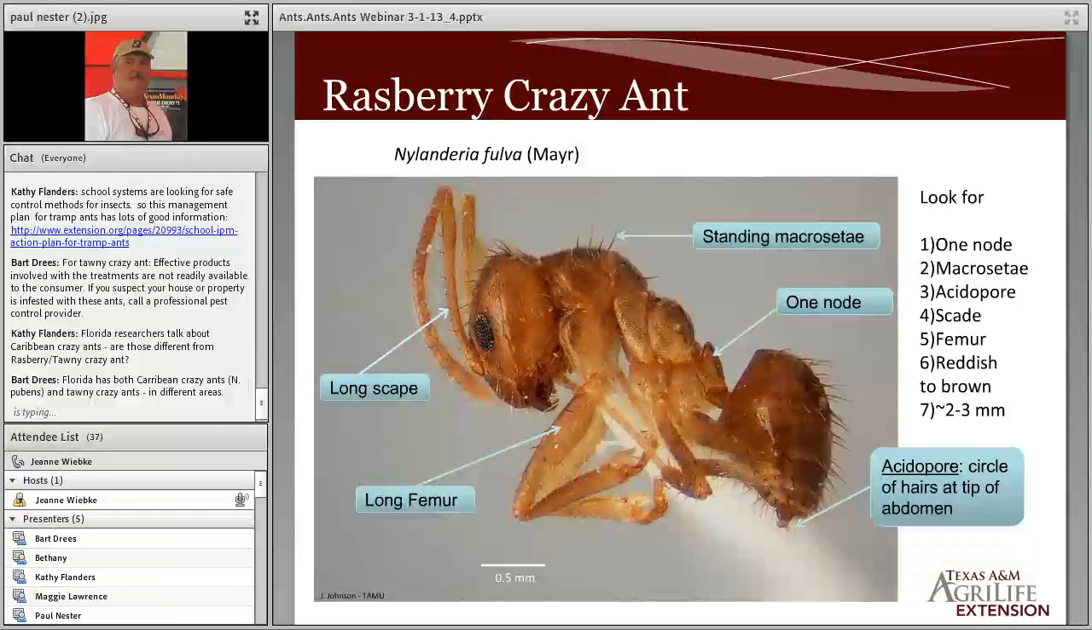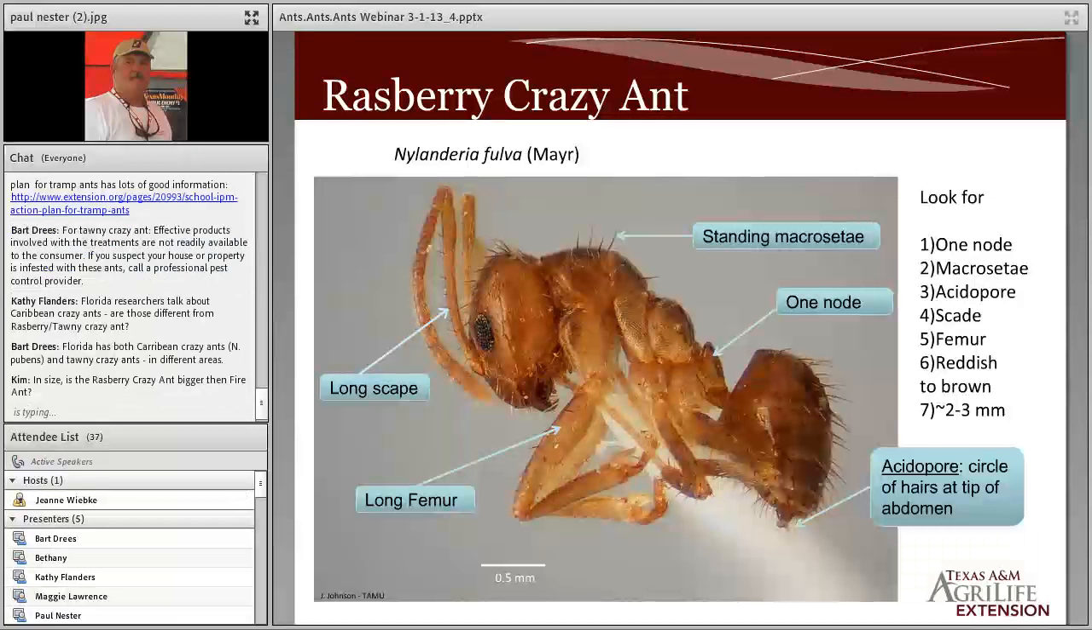So they are about 2 to 3 millimeters long. They are monomorphic in that they only have one size worker, as opposed to the fire ant, which has many sizes of workers, and it's similar to the Argentine ant, which has a single size of worker.